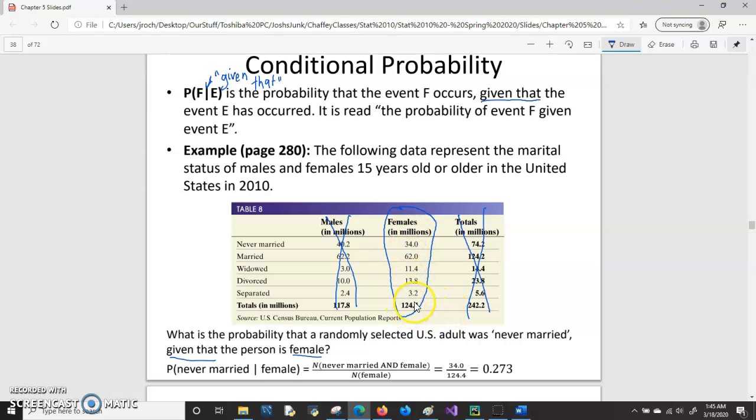And in that column, the total of that column is 124.4, and in the probability, that's the denominator. The denominator is always the total. And then within that column, the number of females who are never married is 34 million. And so that is the numerator. So it's 34 divided by 124.4, that's 0.273.